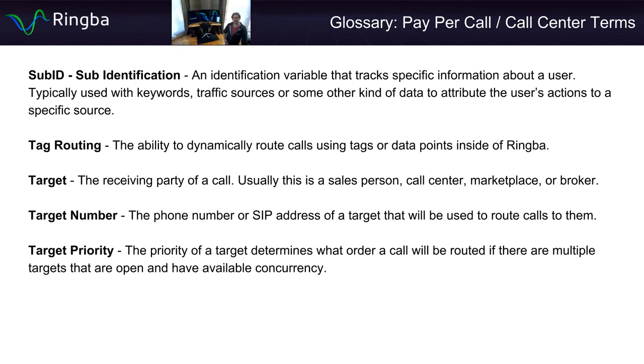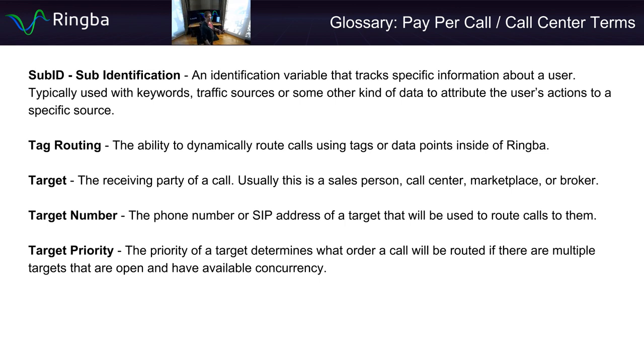Tag routing. This is the ability to dynamically route calls using tags or data points inside Ringba. So when a call comes in, we tag it with a whole bunch of metadata, maybe the location of the call, the browser, operating system, device type, whatever information we can get realistically, we tag that call with it, and then you can make decisions based on that data inside of our routing inside the Ringba platform. Now, the target is the receiving party of a call. Okay, this is your buyer, and it's usually a salesperson, a call center, marketplace, broker, pay-per-call network, whoever it is.